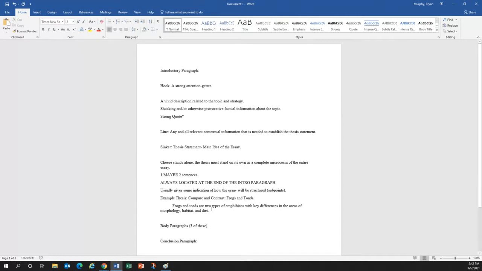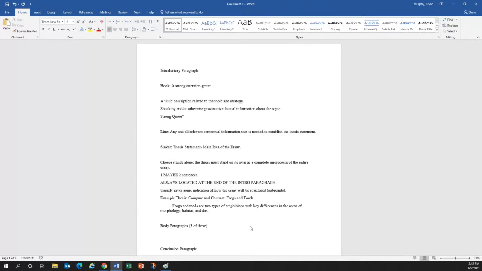And then we have an example thesis. Frogs and toads are two types of amphibians with key differences in the area of morphology, habitat, and diet. All right. So we have our intro, or at least we know what to do when we start the intro paragraph. What are we going to do about the body paragraphs?